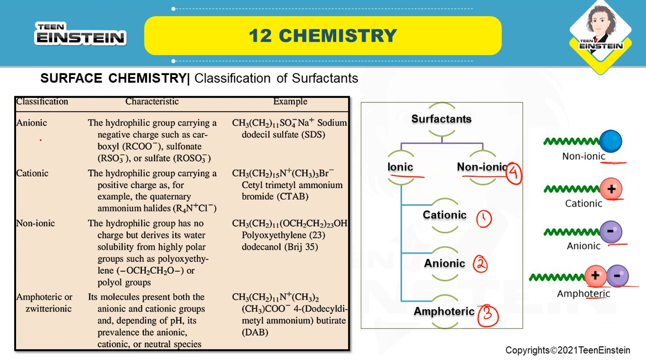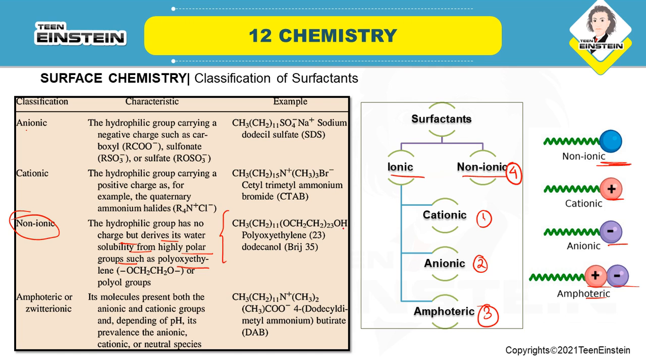So first start with non-ionic. The hydrophilic group has no charge but derives its water solubility from highly polar groups. Now one question may arise in your mind: if there is no charge, then how is it hydrophilic, how will it interact with water? It is possible even without charge, because here we have highly polar groups such as polyoxyethylene, OCH2CH2O, or polyol groups. Because of the presence of this type of groups, though there is no charge, they can still be hydrophilic. Look at these examples.